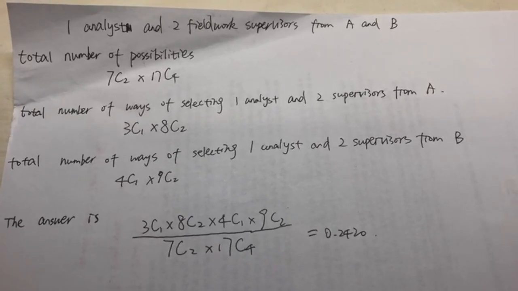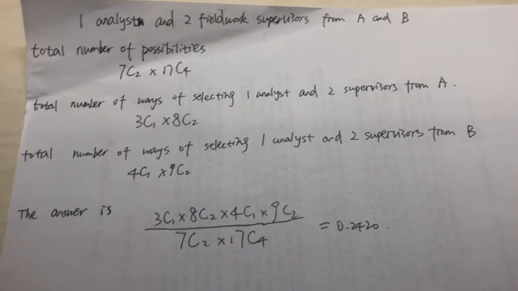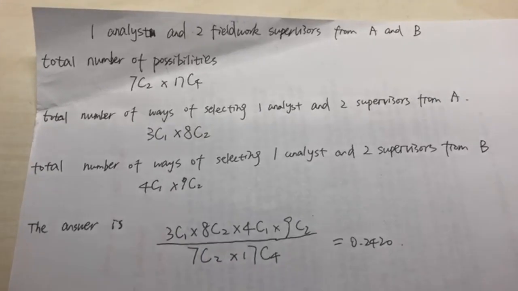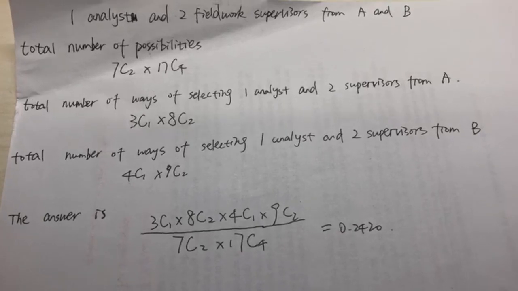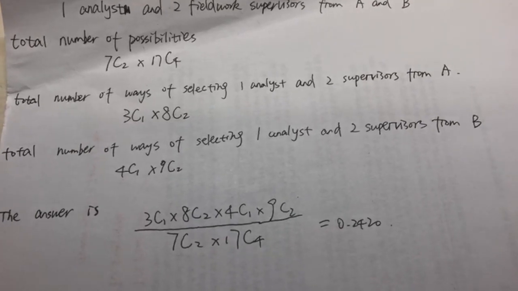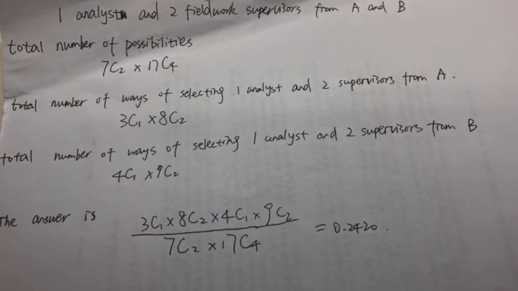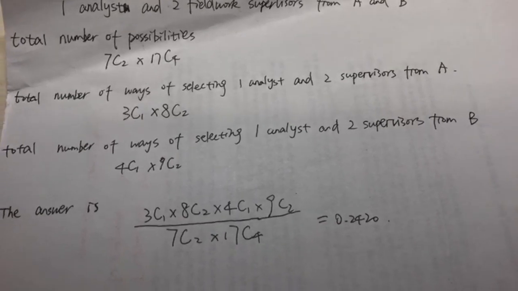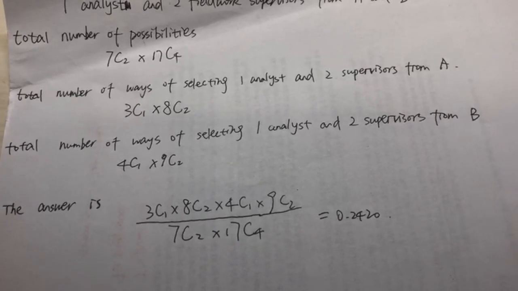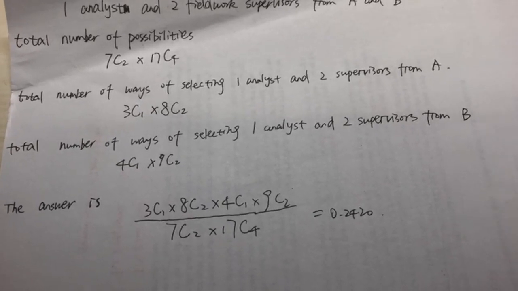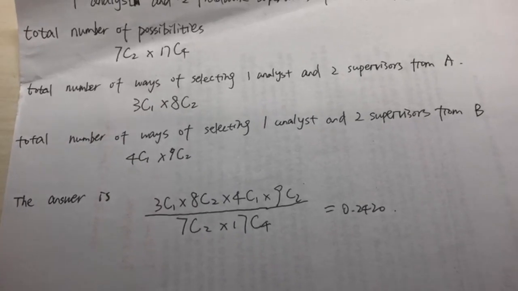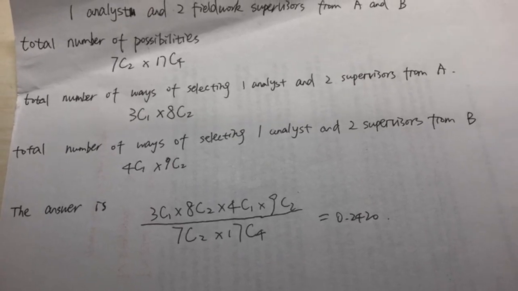2 analysts and 4 fieldwork supervisors is 7C2 times 17C4. And we know there are 3 analysts and 8 fieldwork supervisors from Company A, so the total number of ways of selecting 1 analyst and 2 supervisors from Company A is 3C1 times 8C2.